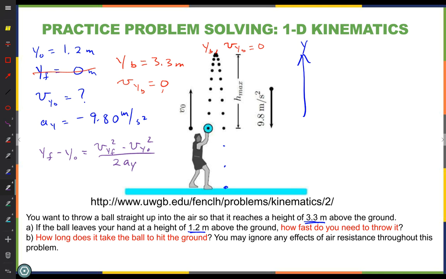So I just need to solve that for Vy initial. I will immediately put in my 0 for Vy at the top, and that just makes my math easier. Multiply both sides by 2ay, so that those cancel. And I'm left with minus Vy initial squared equals 2ay times y final minus y initial. Put the minus sign across, square root.